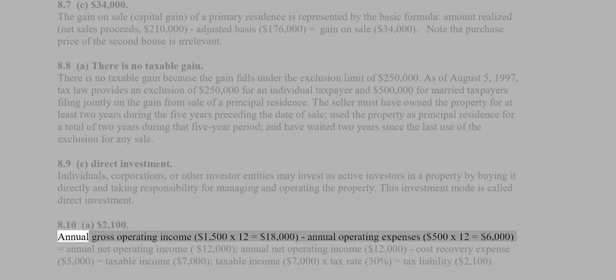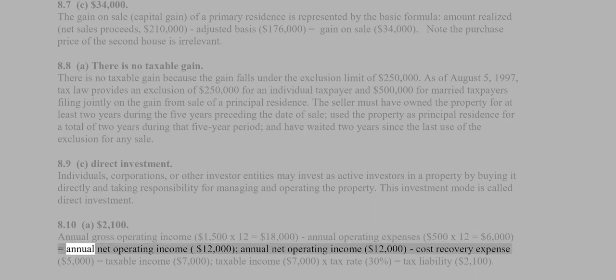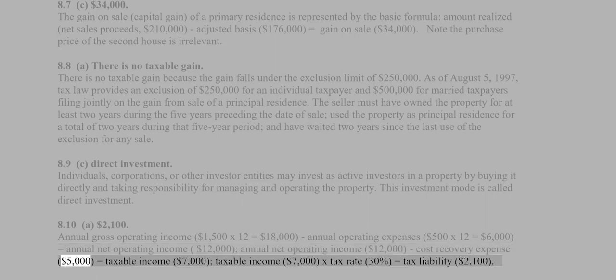8.10, A. $2,100. Annual gross operating income, $1,500 x 12 equals $18,000. Annual operating expenses, $500 x 12 equals $6,000, equals annual net operating income, $12,000. Annual net operating income, $12,000, cost recovery expense, $5,000, equals taxable income, $7,000. Taxable income, $7,000, x tax rate, 30%, equals tax liability, $2,100.